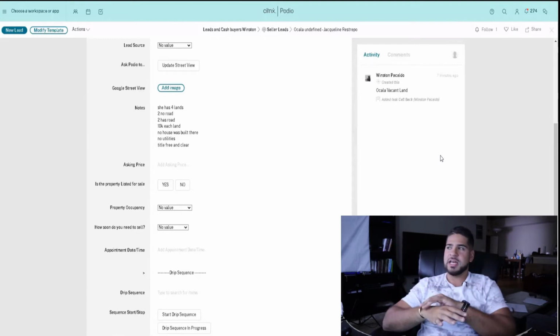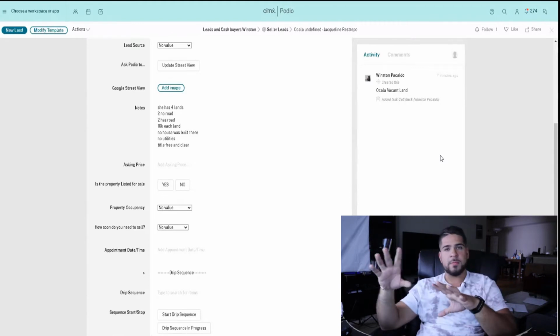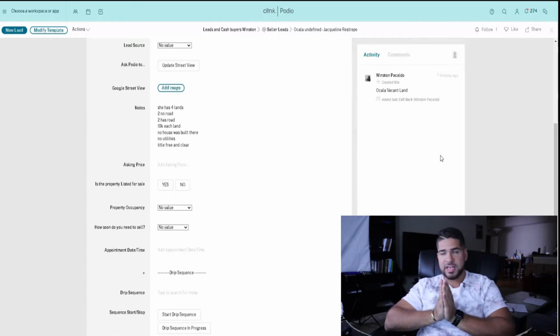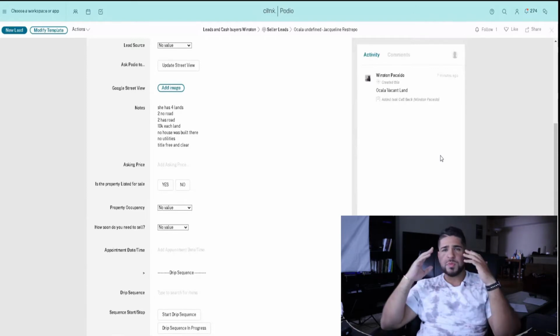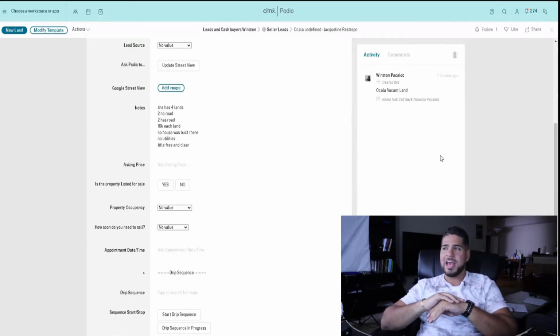But what she does is, when a VA puts the information of a lead into Podio, she's responsible for comping and running the comparables for that lead. That's a big thing for me because that takes a lot of time, and you want to stay on top of that. It took me months to train her how to do it, and now finally she's much better at it.